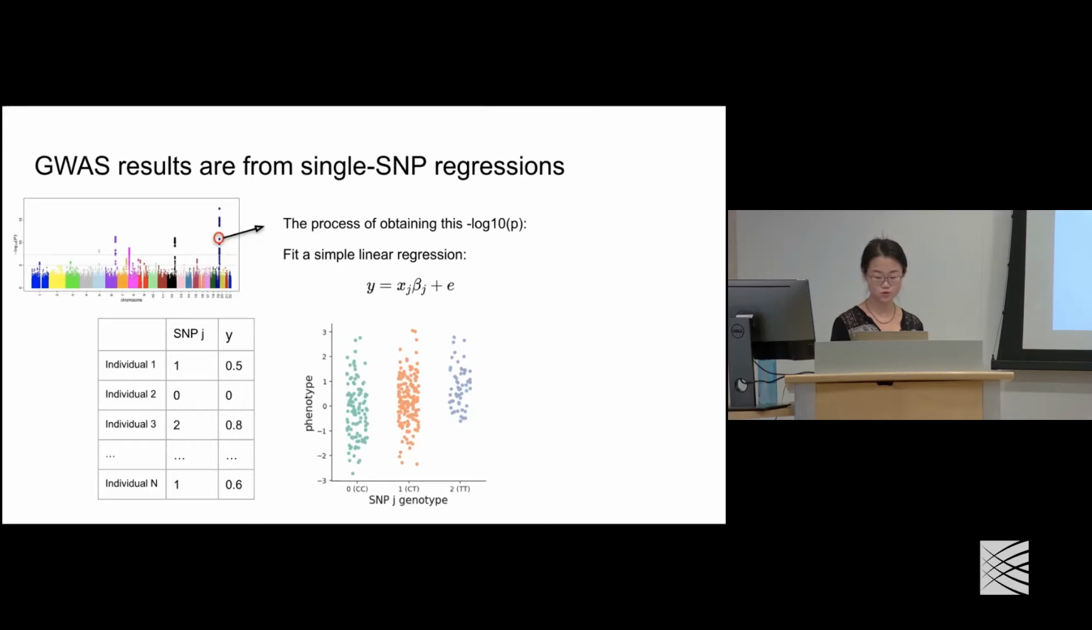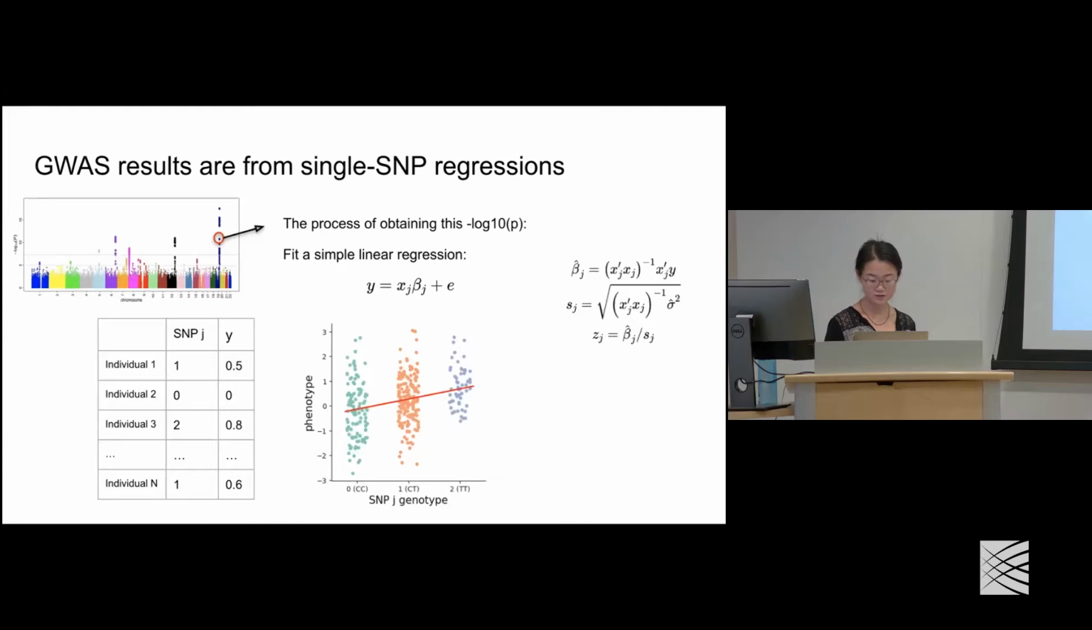You gather the data and plot this scatter plot. The process of fitting a simple linear regression is basically to draw a best fitted line through this set of dots.